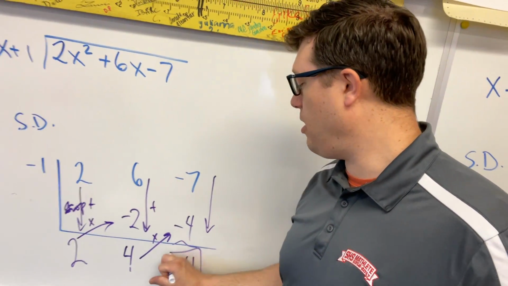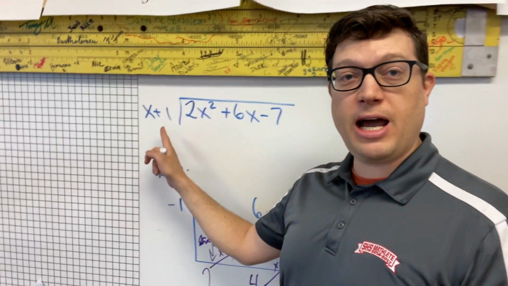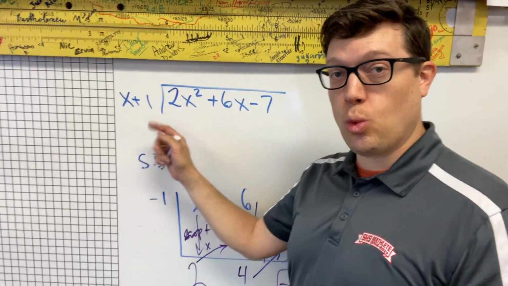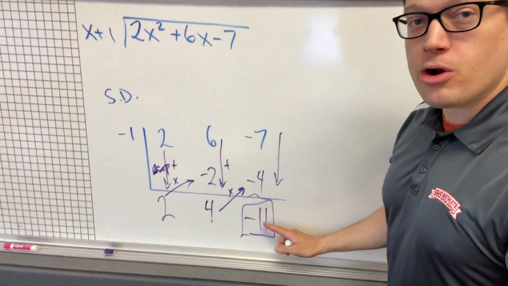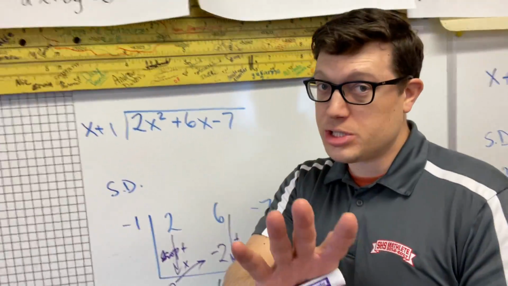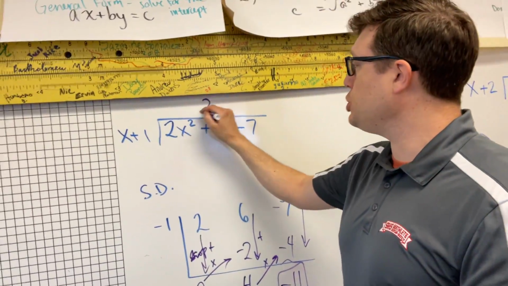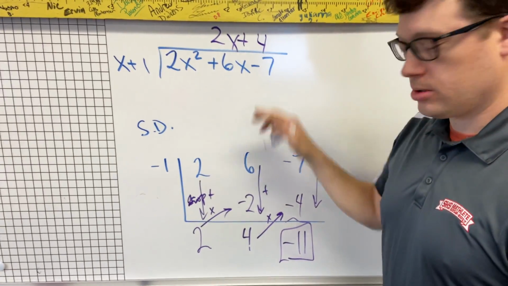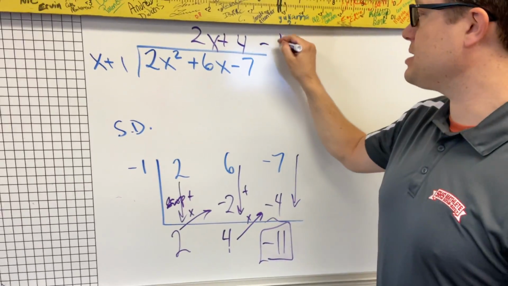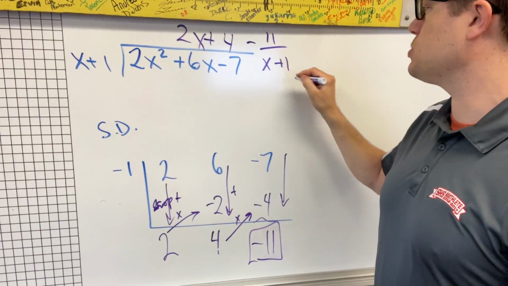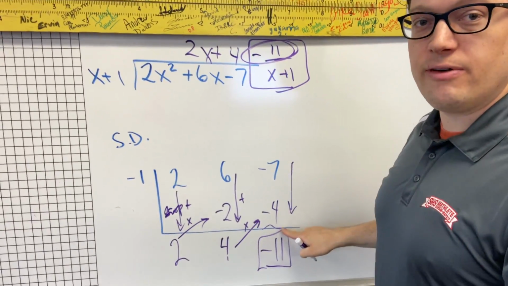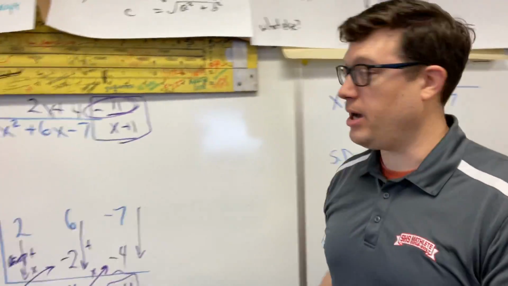-11. It turns out that when you divide 2x squared plus 6x minus 7 by x plus 1, we get a remainder of -11. And so the answer technically should be 2x because of the 2, plus 4 because of the 4, minus 11 over x plus 1. And this, specifically this negative 11, that's the remainder when we divide by x plus 1.